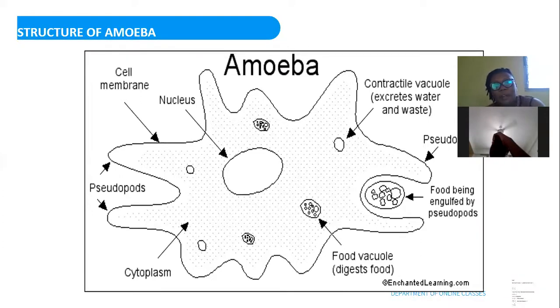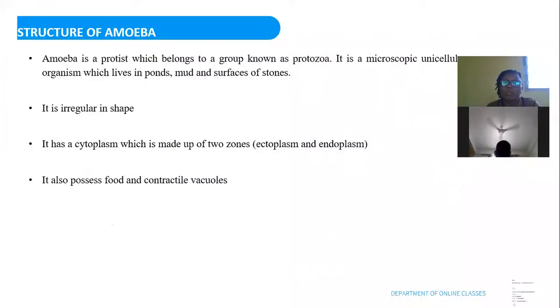And the main body of the amoeba, okay, can be put into three divisions, or there are three parts or components that make up the body of the amoeba. Now, these components include the membrane, okay? We also have the cytoplasm, and we have the nucleus. I don't know if you are following. If there's any question you want to ask, as I said earlier, just raise your hand and then I'll ask you to unmute yourself.